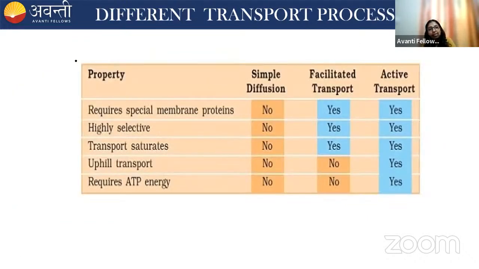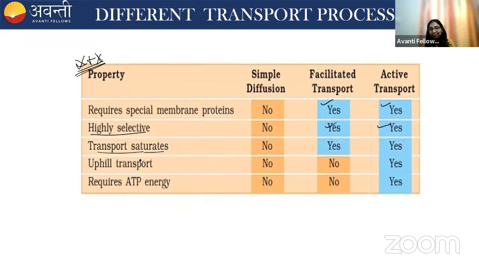Moving to the next, this table is very, very important. It is given in NCERT. Please remember this table. Number 1 says require special membrane proteins. I told you membrane proteins are required only in facilitated diffusion and active transport, but not in simple diffusion. Highly selective: facilitated diffusion and active transport both require special proteins, right? So they are highly selective.